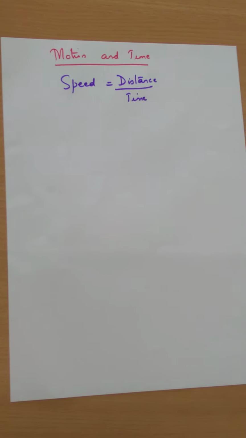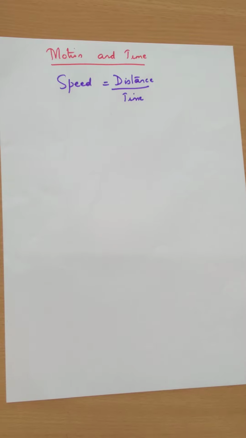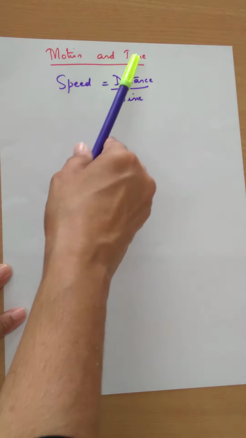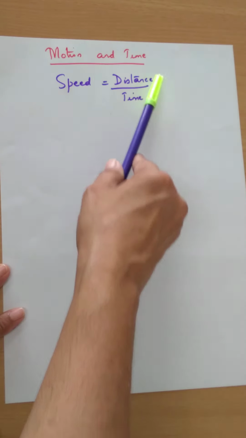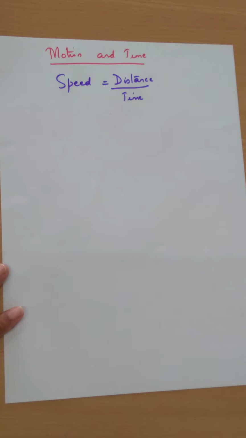Good morning, children. Today we come to the next subtopic in the lesson motion and time, and that is the sums based on the formula speed is equal to distance upon time. Last time we solved two very simple sums from the textbook. Today we come to another sum which is a little more complex compared to the previous ones.